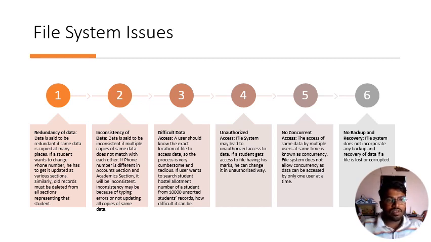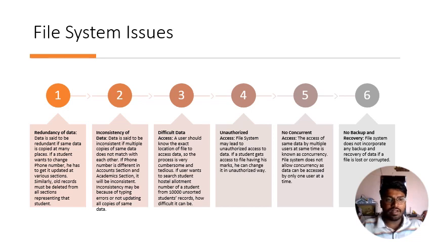In redundancy of data, data is said to be redundant if the same data is copied at many places. If a student wants to change the phone number, he has to get it updated in various sections. Similarly, the record must be deleted from all sections representing that student.